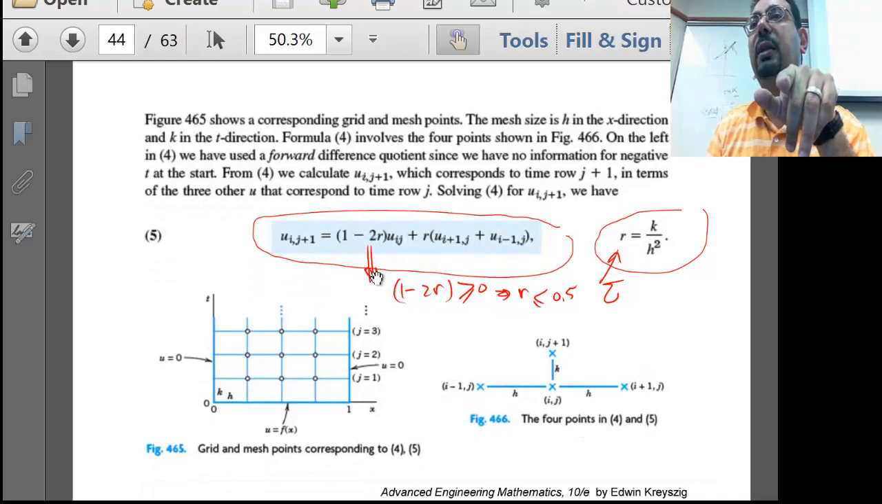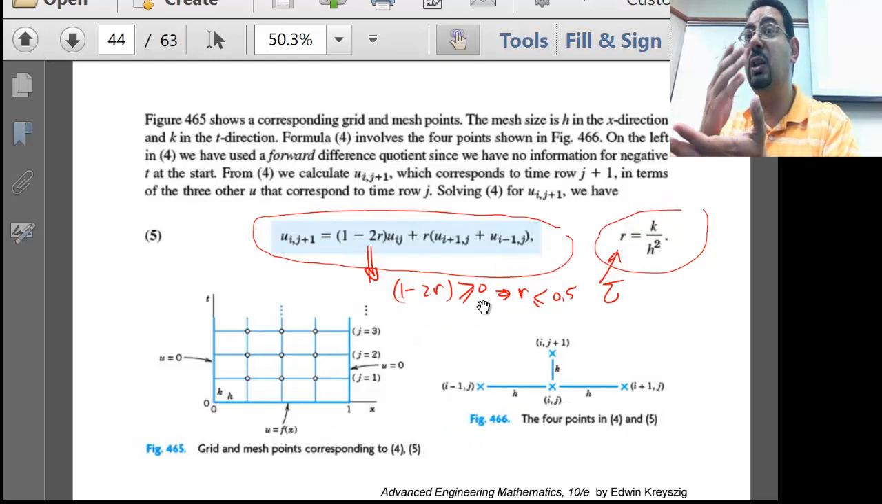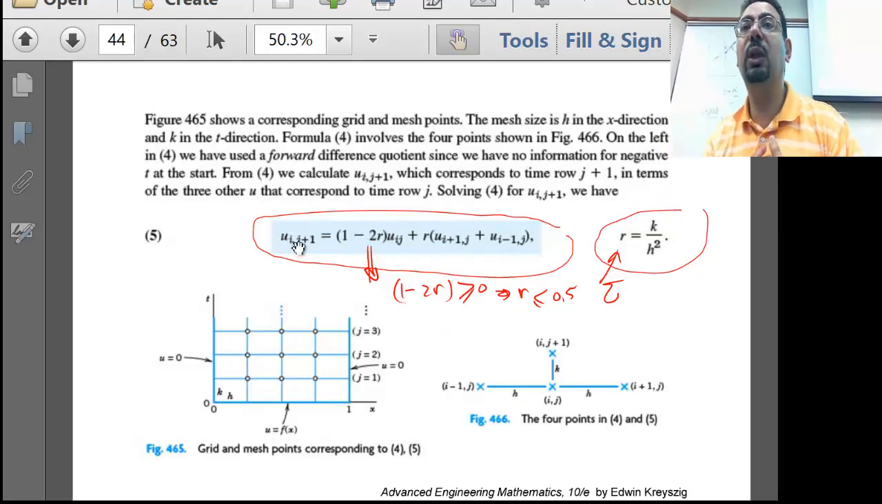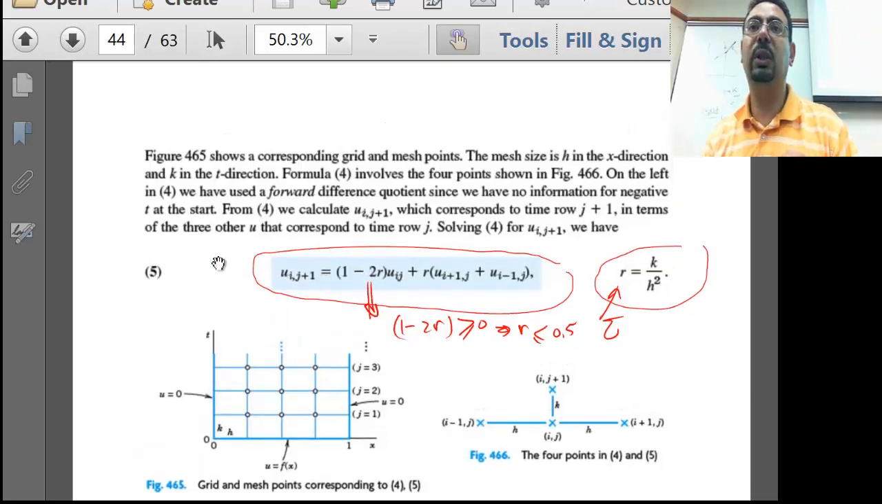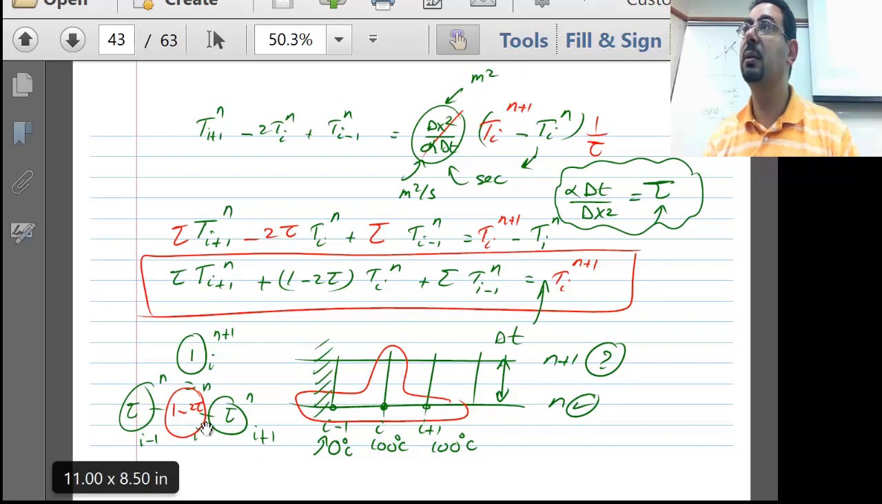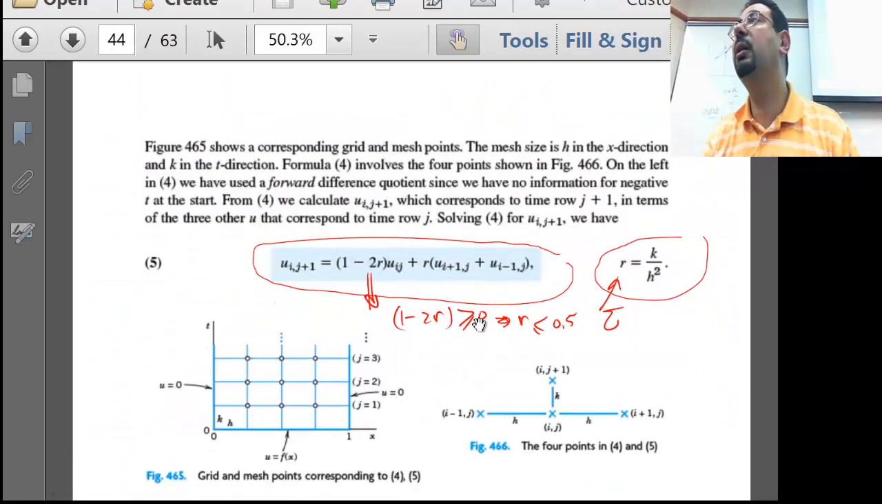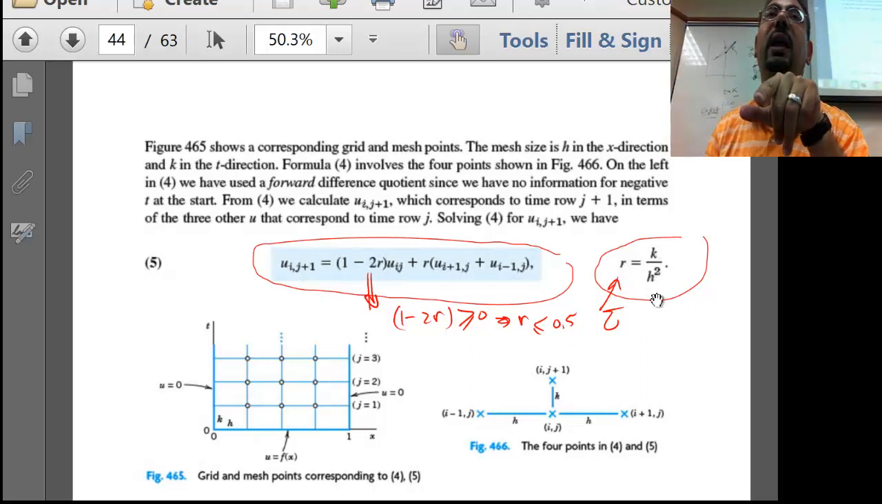So that's the stability criteria. It's basically you want to maintain this bigger than or equal to 0. It's my initial or my previous temperature. If I'm looking for u i j plus 1, u i j cannot be multiplied by a negative number. So 1 minus 2 tau, whatever is in this place, has to be greater than or equal to 0. Which means tau needs to be smaller than 0.5, realizing this tau or r or whatever is k over h squared, which basically relates k and h squared.